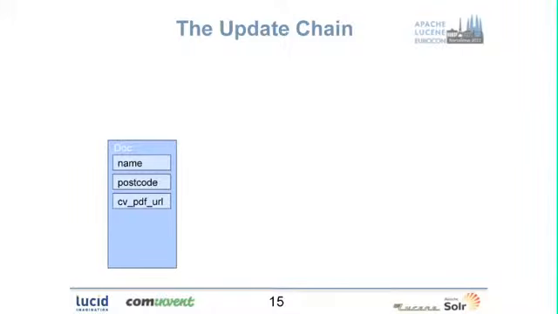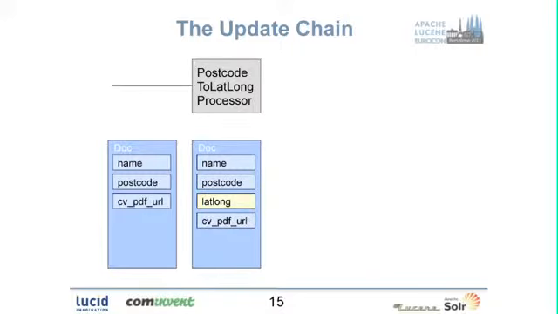And for our example, we have this document with the name and the postal code and the URL to the CV. So our first stage in this pipeline, or chain, would be a postcode to lat long processor. It's not rocket science. You can reach out to geonames, or you can find some lookup somewhere, and you write a lat long field.